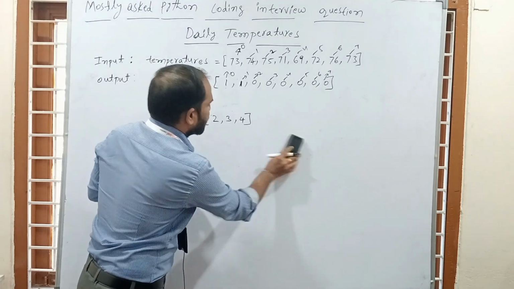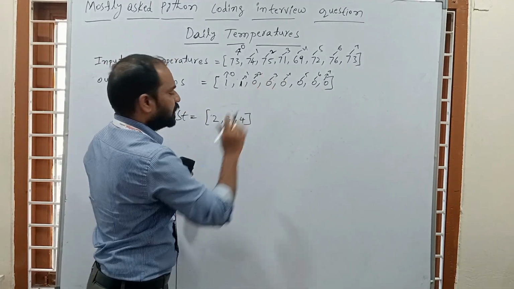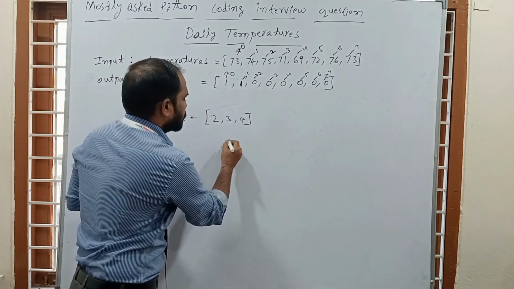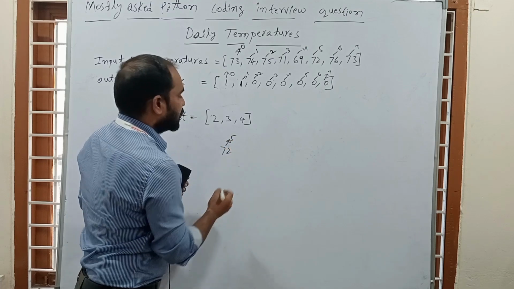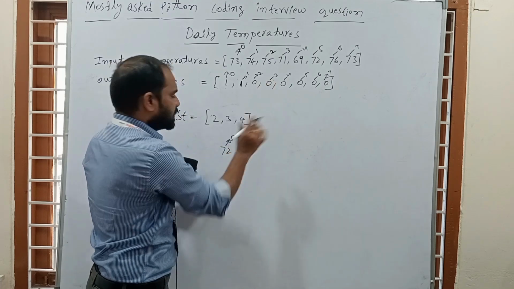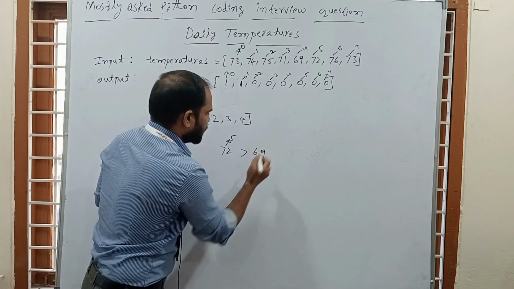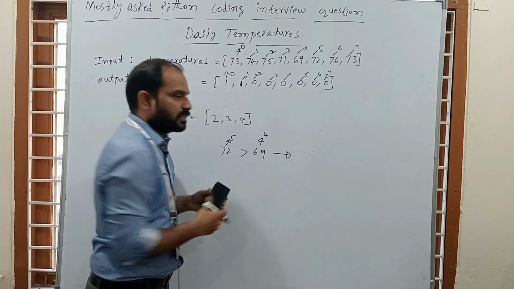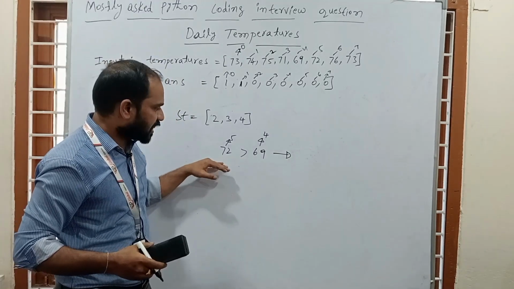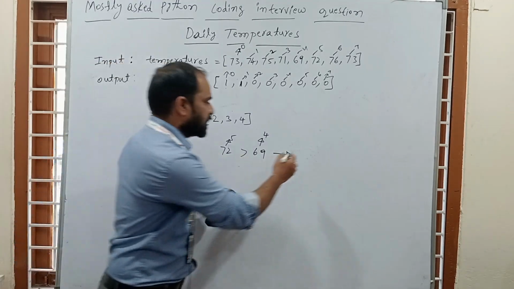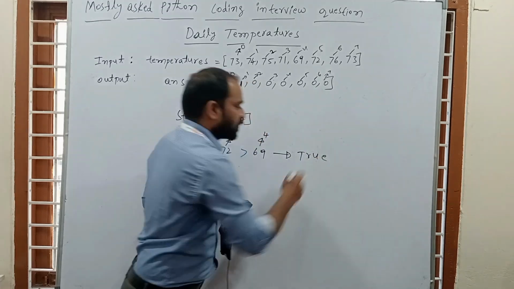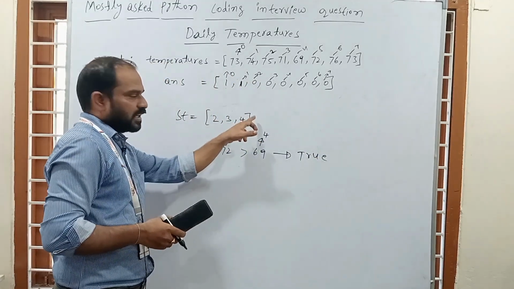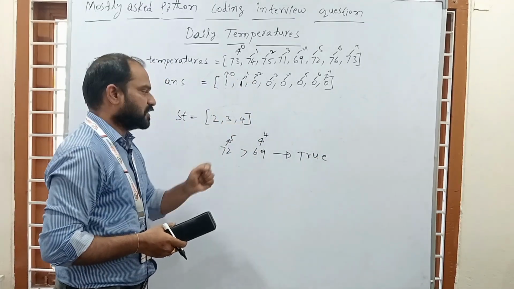Okay, and then the next element is 72. So for 72, the index number is 5, right? And the previous temperature is 69, whose index number is 4. In this case, what will be the result of this condition? 72 greater than 69. Yes, true. No need to append this 5 into the temporary list now.